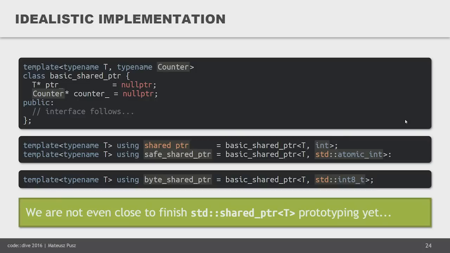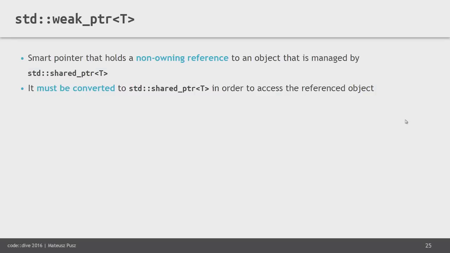Unfortunately, it seems that we are not even close to finishing our task right now. I think you know about the weak pointer. This is another smart pointer type introduced in C++11. This smart pointer is a non-unique reference, and to point to it, a shared pointer has to have been created somewhere. This non-unique weak pointer points to the shared state created by the shared pointer.